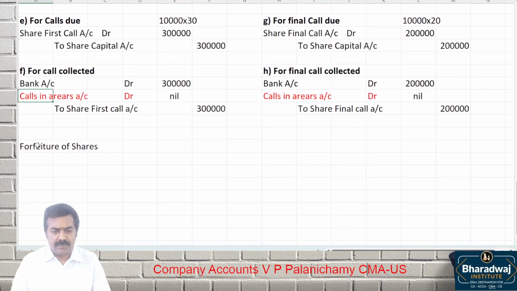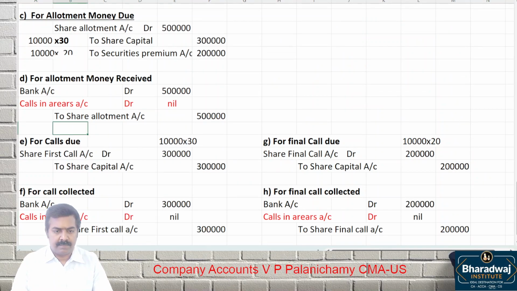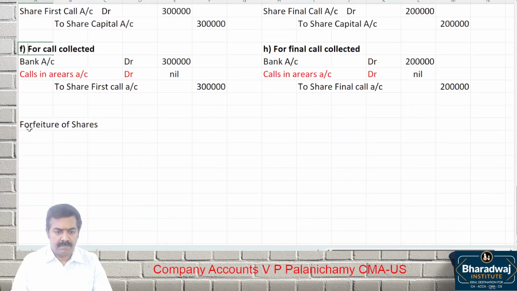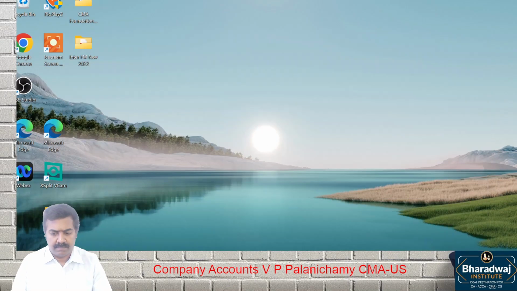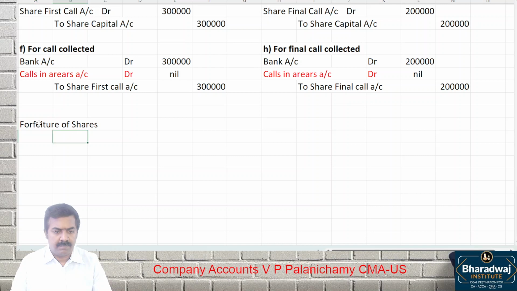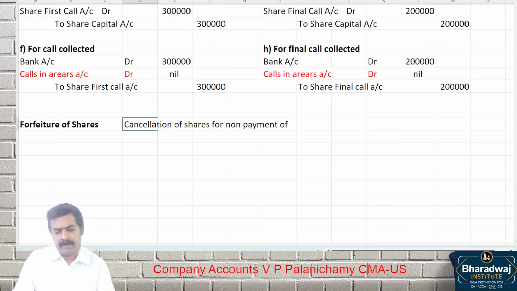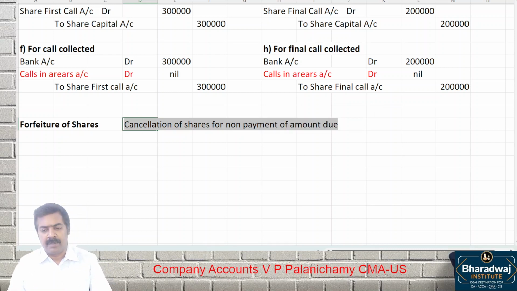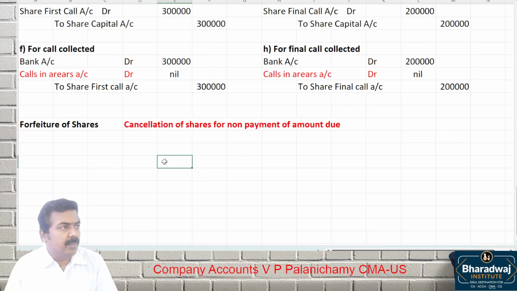Now the heading: forfeiture of shares. Cancellation of shares for non-payment of amount due. It can be any amount, allotment money, first call money, final call money. For any amount due, the shares can be cancelled.